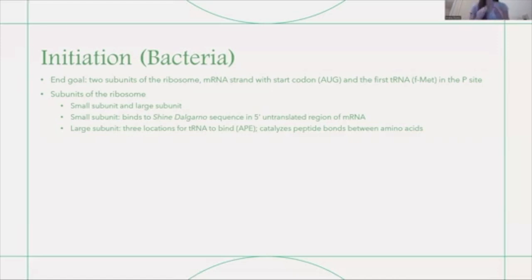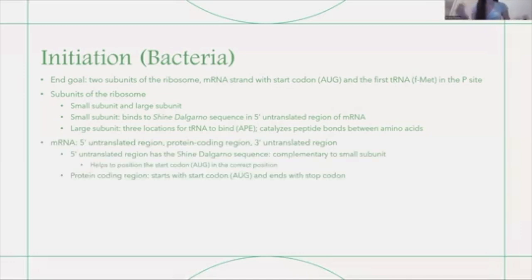The large subunit has 3 locations, 1, 2, 3, and they're labeled A, P, E, and these are places that your tRNA can bind. And the large subunit is also really cool in that it's actually a ribozyme, so it's a ribosome enzyme, and it can make peptide bonds between the amino acids. Now let's look at our mRNA.